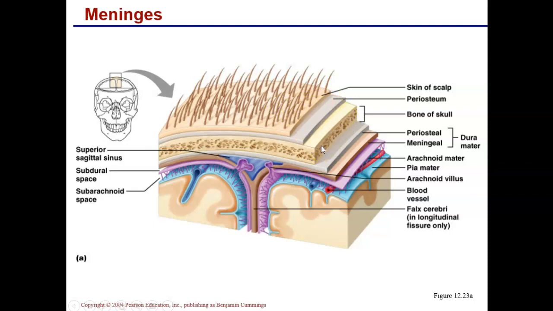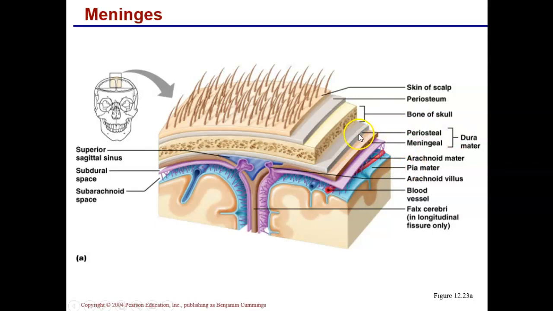And right below the skull, you're going to have this tough layer, tough connective tissue. It's made out of dense connective tissue. This is called the dura mater. The dura mater means tough matter, so it's a tough layer, and it helps keep the central nervous system in place.